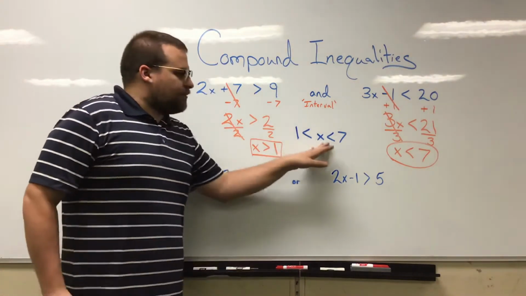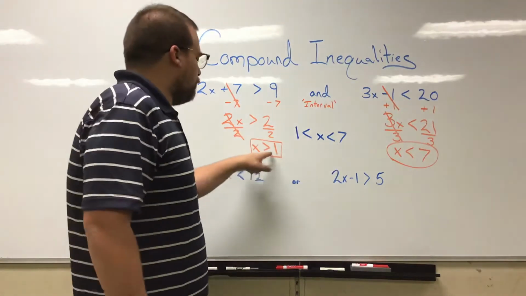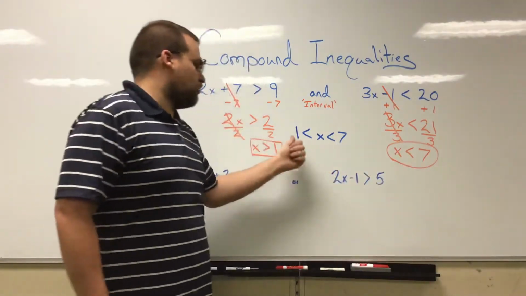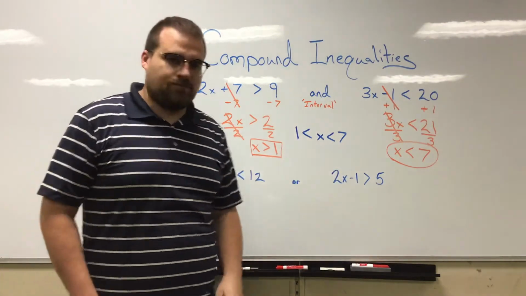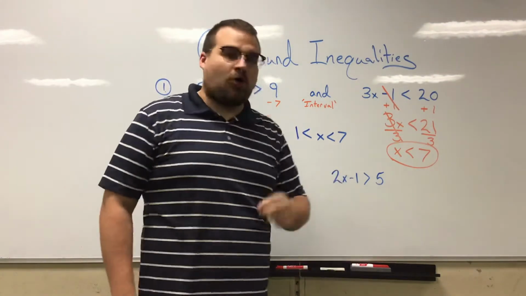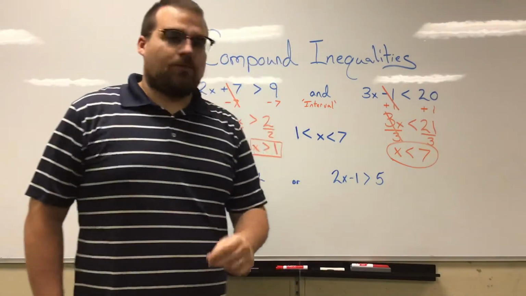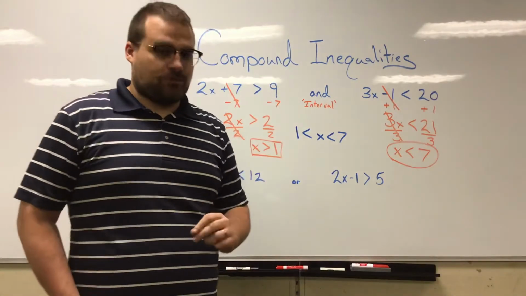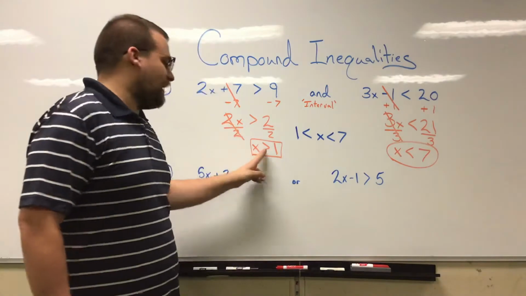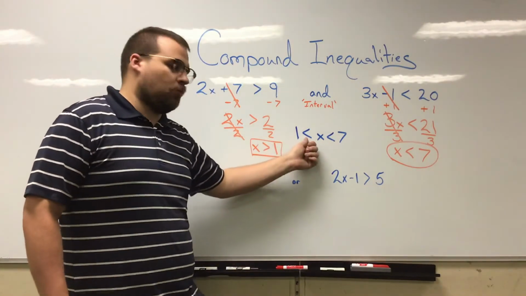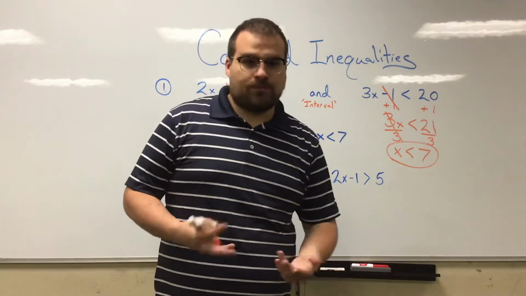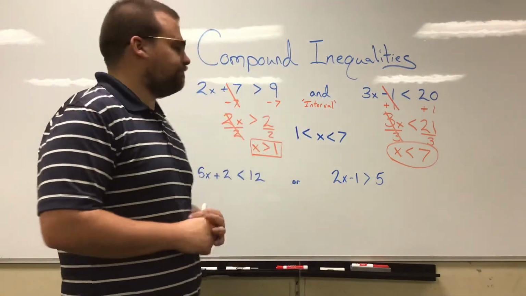Again, just to reiterate how we got this answer, we took our numbers, we put the smaller one on the left, the larger one on the right, x is in the middle. These two signs will always be less thans or less than or equal to, depending on what you have here. If this would have been an or equal to sign, then the one next to the 1 would have been or equal to as well. That's the only time that changes.